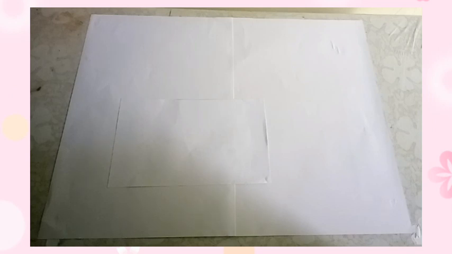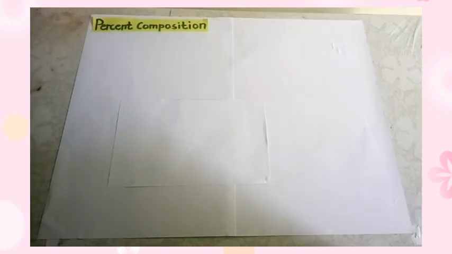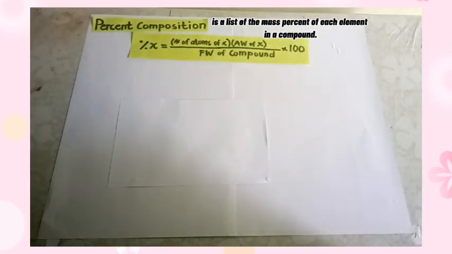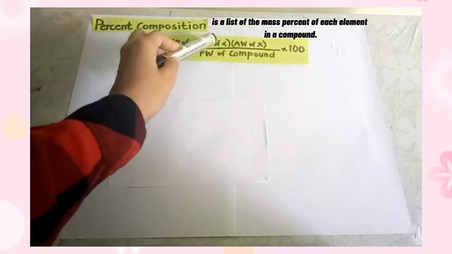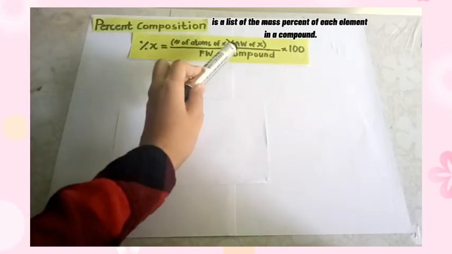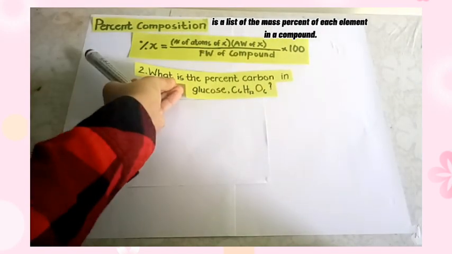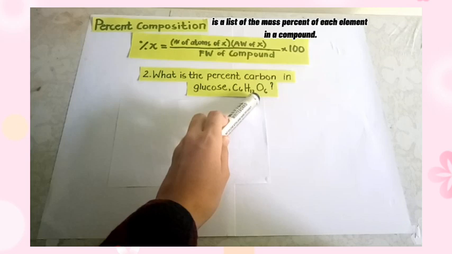So the number 2 question that we are going to solve is all about the percent composition. Percent composition is a list of the mass percent of each element in a compound. The mass percent is calculated by this formula. The percent of element X is equal to the number of atoms of element X times the atomic weight of element X over the formula weight of the compound times 100. So the question that we are going to answer is, what is the percent carbon in glucose, C6H12O6?